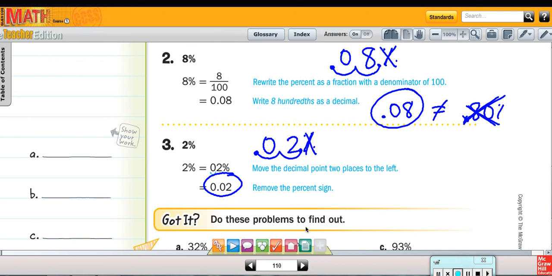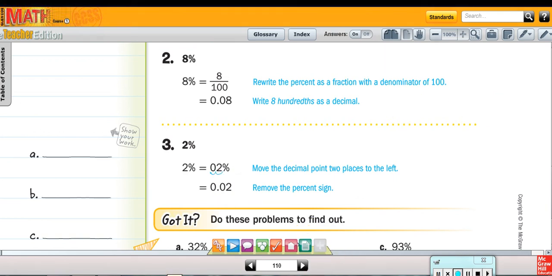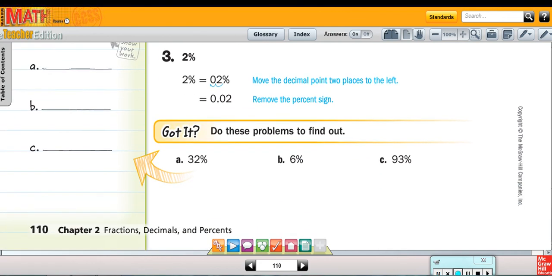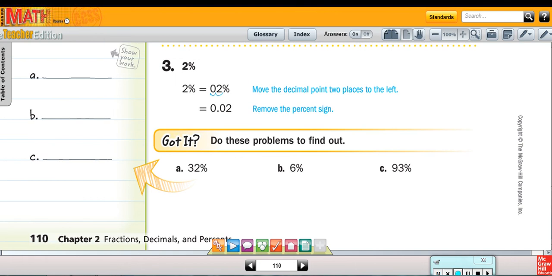If this seems to be making sense, you can continue on here and try the got it's and pause the video at this time to do so. If it's not making sense, you may want to rewind and watch parts of this again just until it's clicking and you're feeling comfortable and confident. If you're ready to move on to got it, go ahead and pause.